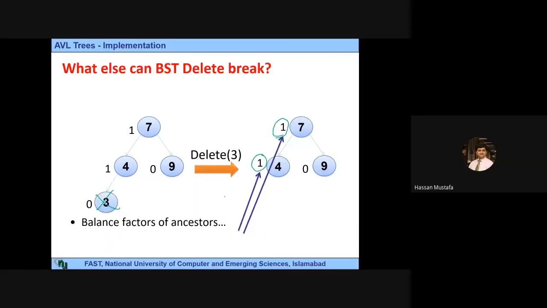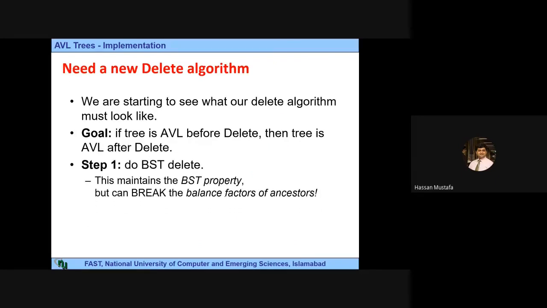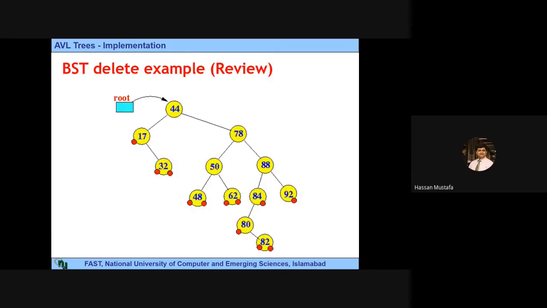So the overall idea is that we adjust the balance factor, and the goal is that first we perform a BST delete in the tree. And after the BST delete, we perform some rotations and adjust the heights of the resultant tree. Okay, so this is what we do. Let's just review step number 1, that is the BST delete. The BST delete was very simple.